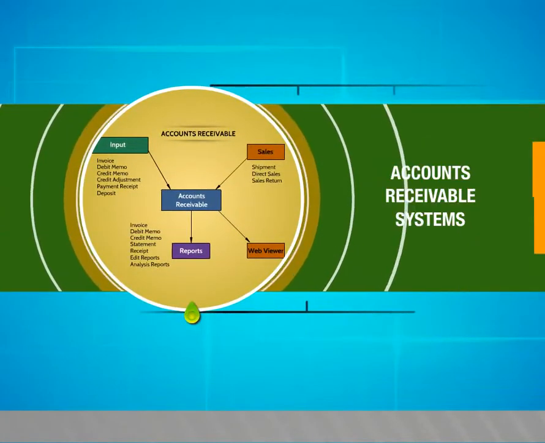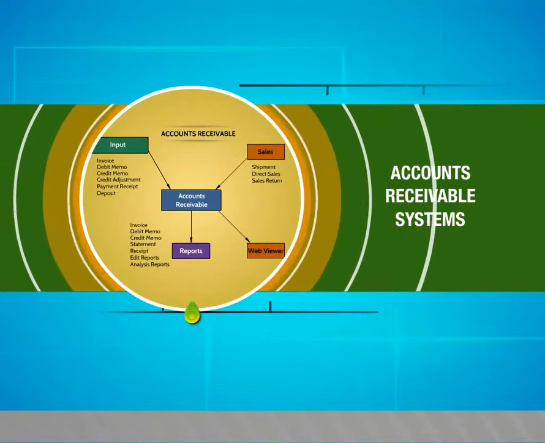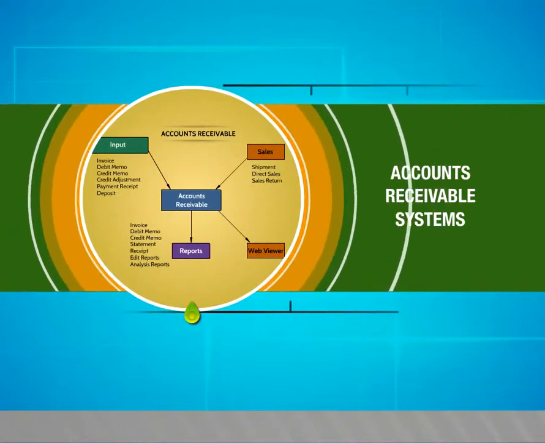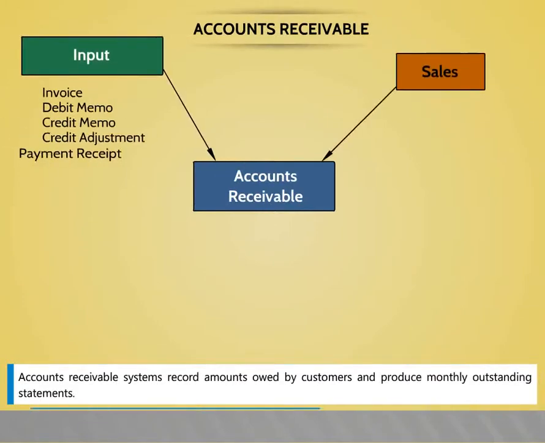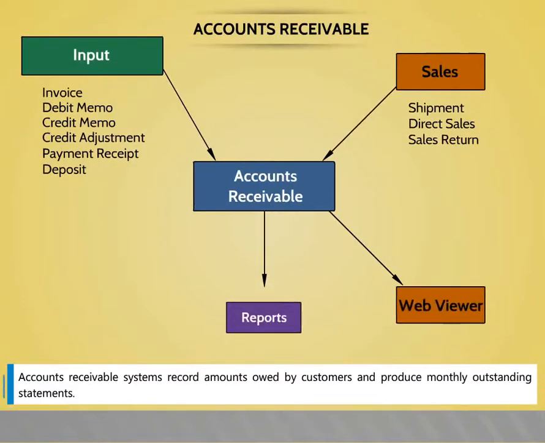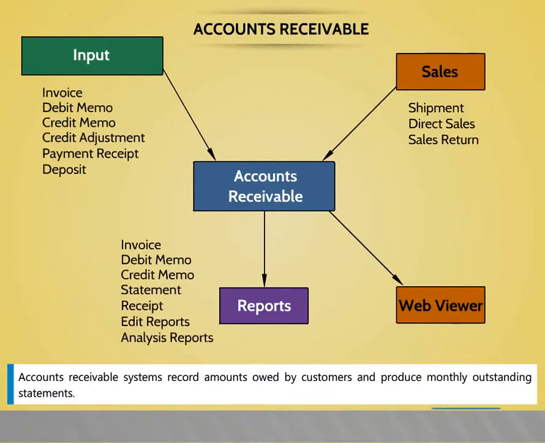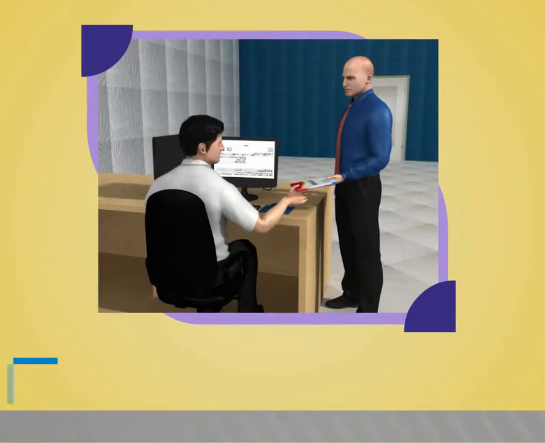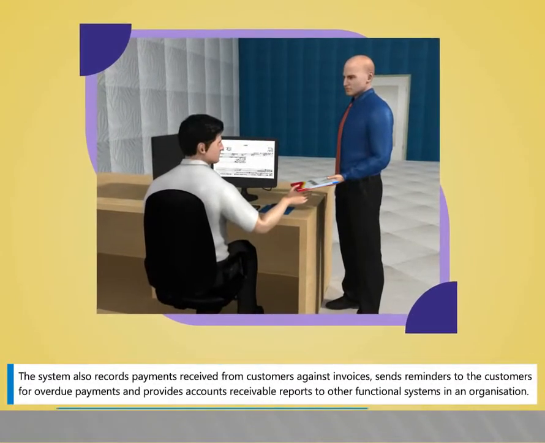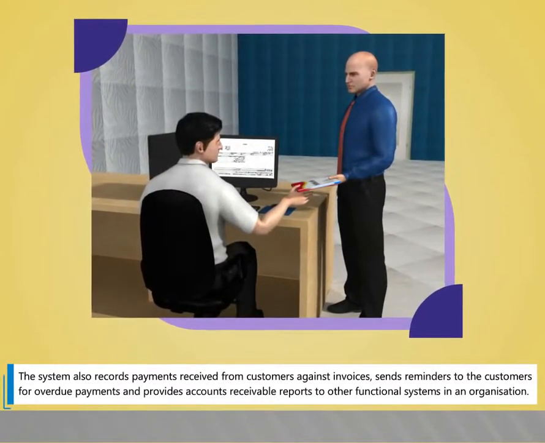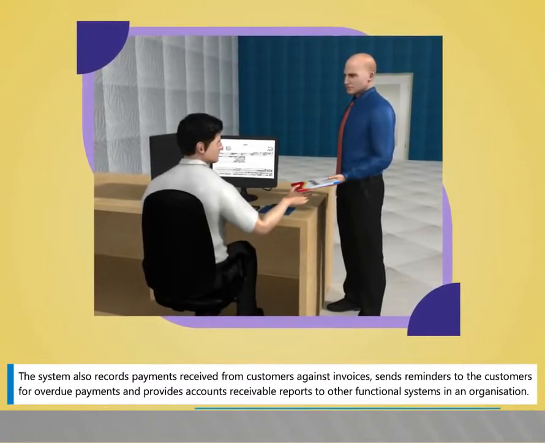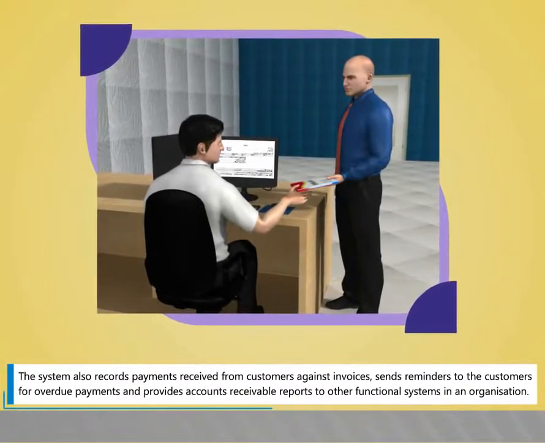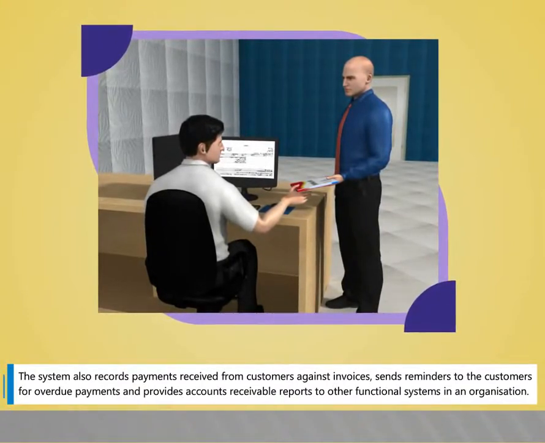Accounts receivable systems. In this video, we are going to see about accounts receivable systems. Accounts receivable systems record amounts owed by the customers and produce monthly outstanding statements. The system also records payments received from customers against invoices, sends reminders to the customers for overdue payments, and provides accounts receivable reports to other functional systems in an organization.